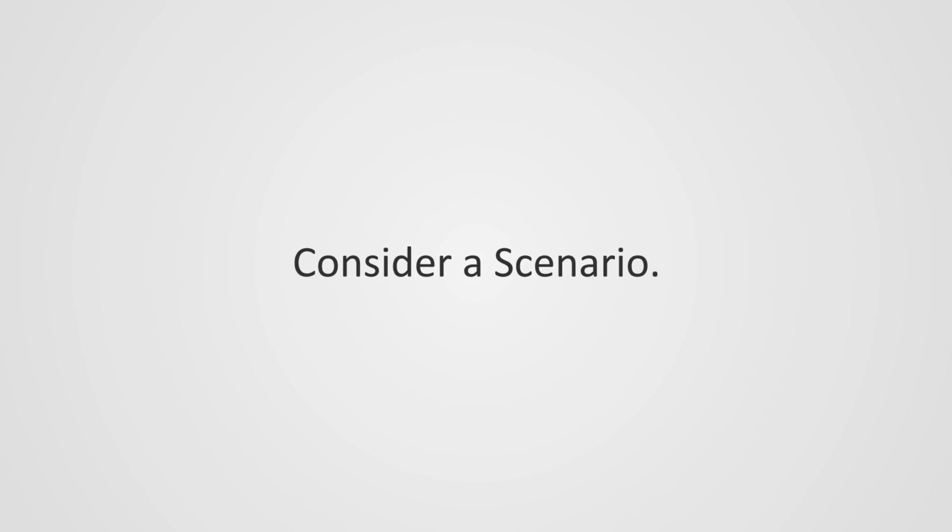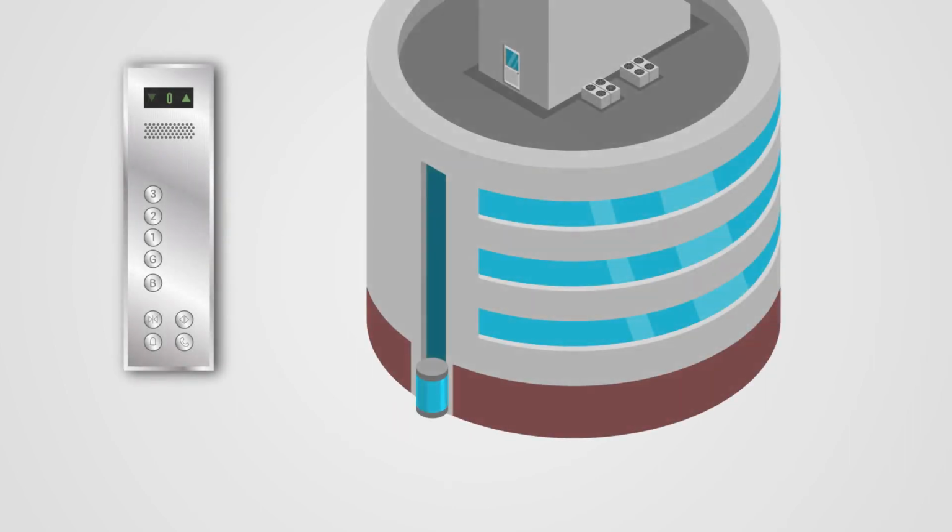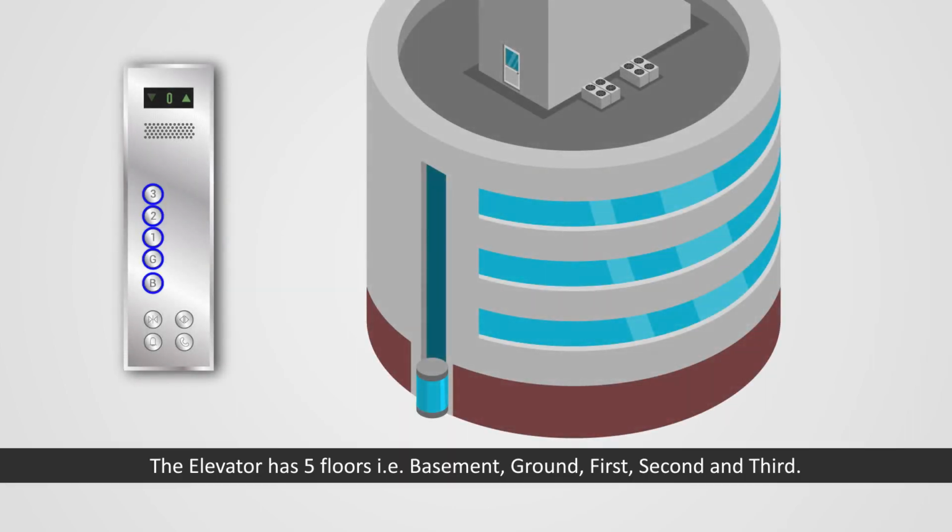Consider a scenario. The elevator has 5 floors, that is basement, ground, first, second and third.